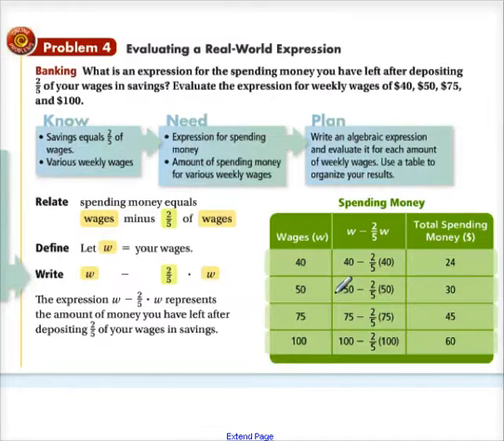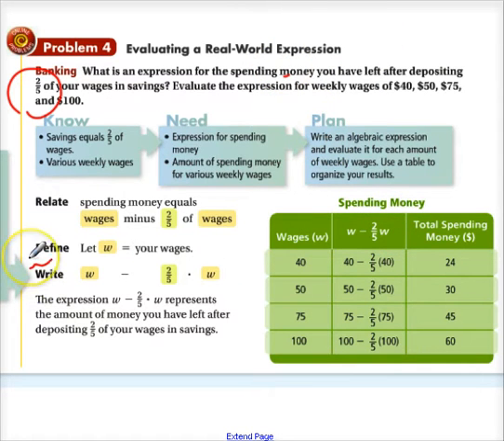All right, and sometimes we evaluate with a real-world expression or situation. Let's read this one together. What is an expression for the spending money you have left after depositing 2/5 of your wages into savings? Evaluate the expression for weekly wages of 40, 50, 75, and 100. So they want us to eventually plug these 4 numbers into an expression that we need to create.